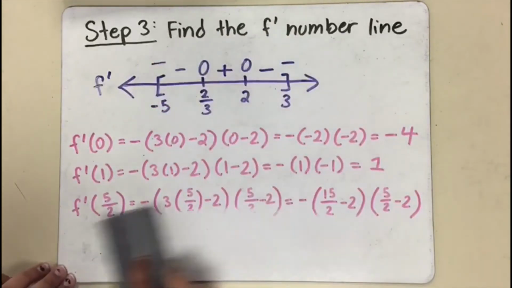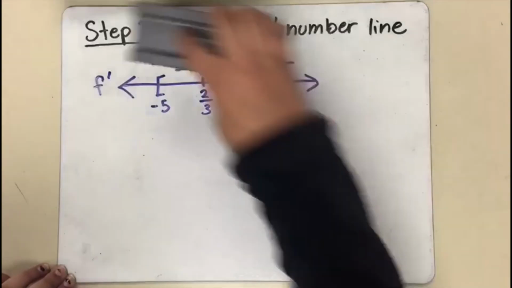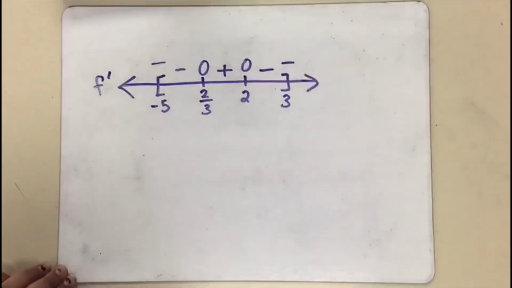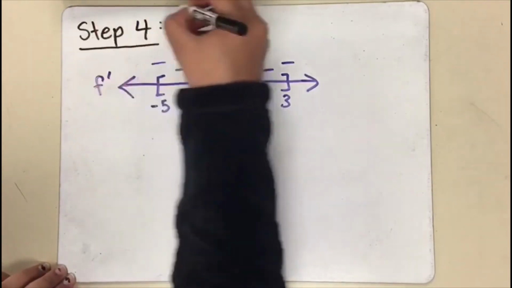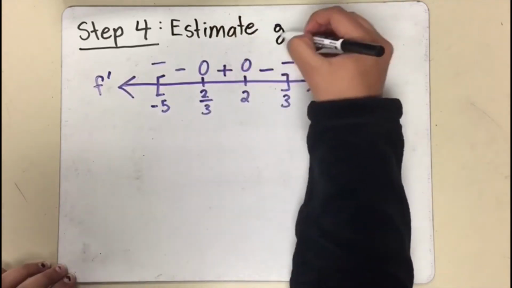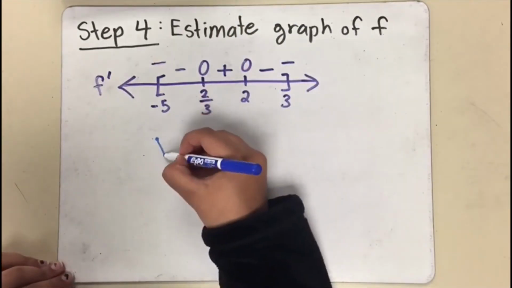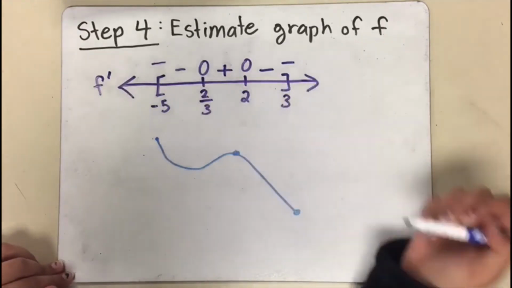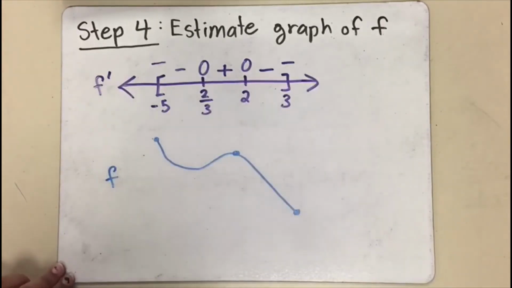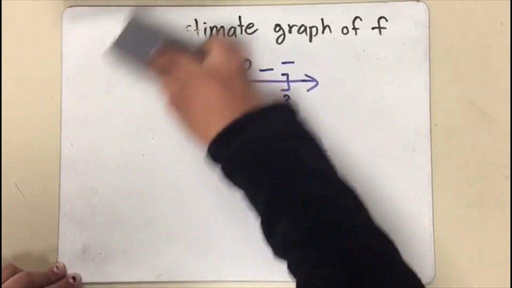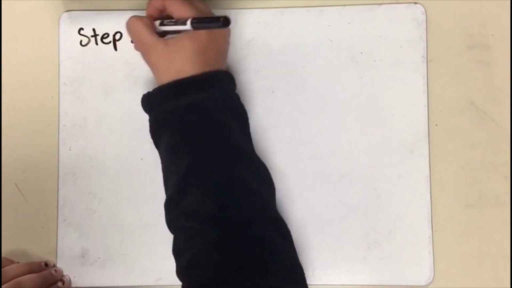The fourth step is to estimate the graph of f. We can use the derivative number line to help us get an idea of what the graph of f looks like. The graph of f will decrease over the interval -5 to 2/3 and the interval 2 to 3, because the derivative is negative. The graph of f increases over the interval 2/3 to 2, because the derivative is positive.